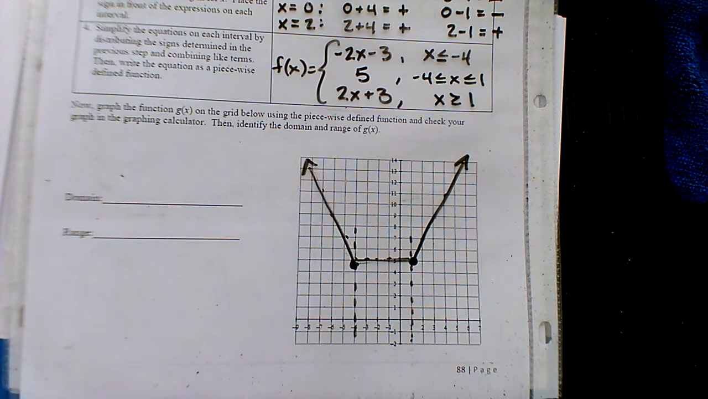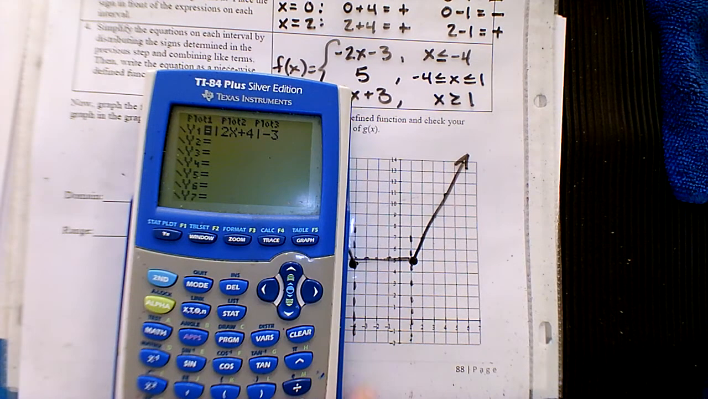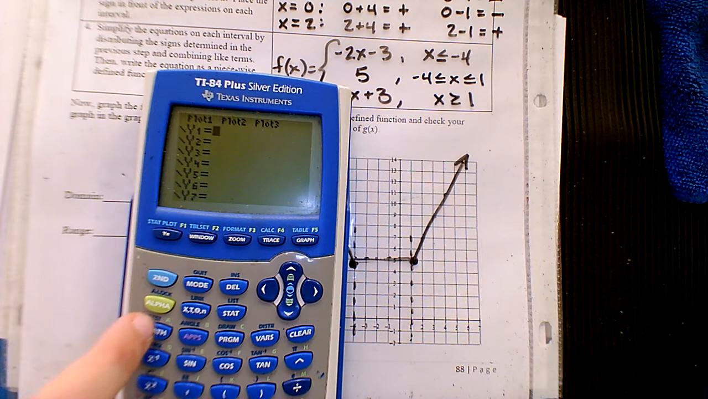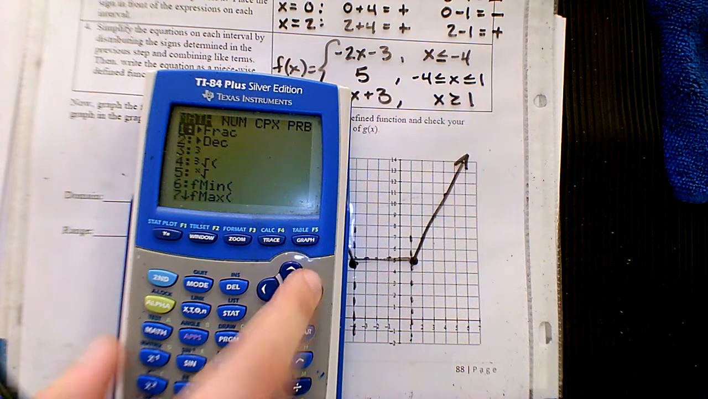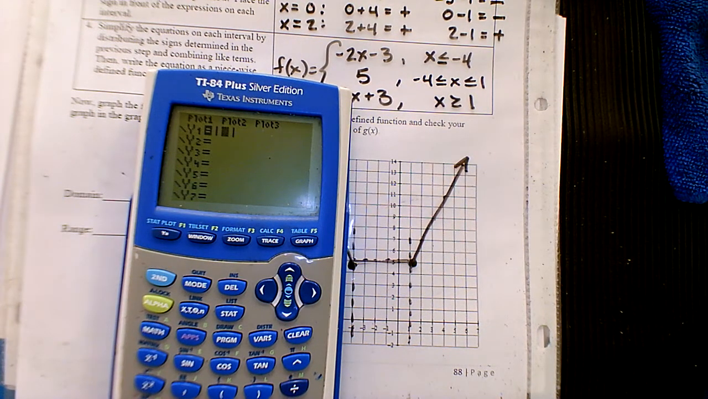Okay. Let's check it on our calculator. We'll see how good we were. All right, so go to y equals, you can clear that out, and we're going to type in the original function. So you've got to hit the math button, go over to number, and it's the first one, ABS. And we'll type in x plus 4.